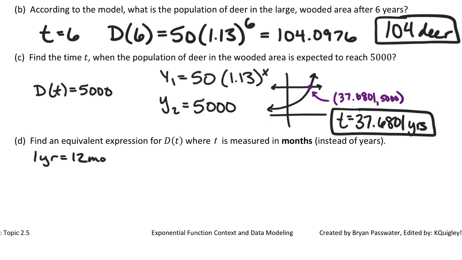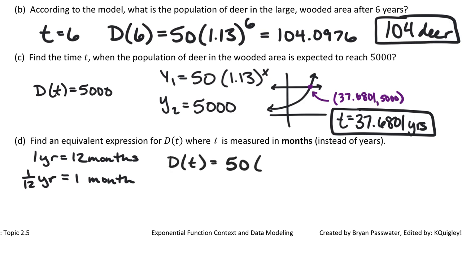Okay, 12 months. So if I wanted to rewrite this, so I was talking about 1 month, what would I do to the years to get 1 month to represent a year? So we would actually write this as 1/12 of a year. We want our exponent to be measured no longer in years, which is what t represents originally, but in months. So what I can do is take this D of t function, and I can say 50 times 1.13 to the, instead of t, 1/12 of t, because it's 1/12 of the original t value.